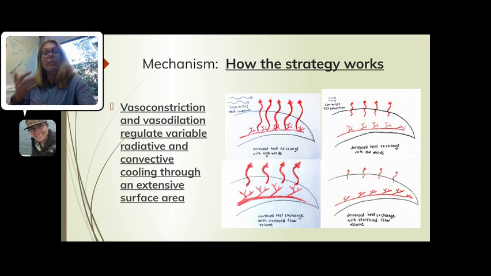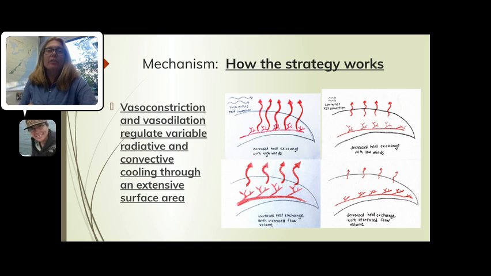If we did so, we would discover that the toucan can control how much heat is radiated to the outside world by constricting or dilating the blood vessels inside its bill. There's an extensive surface area, and when blood flow is constricted, less heat is radiated to the outside world. When the blood vessels dilate and more blood is released into the bill, more heat can be radiated to the outside world.